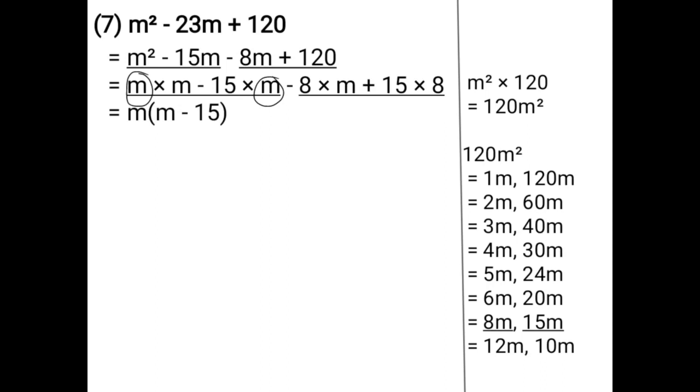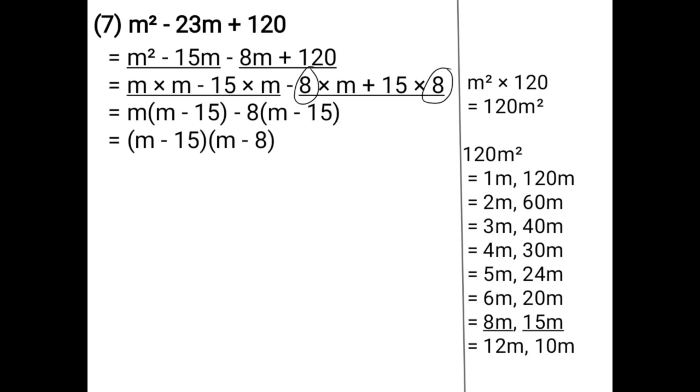Second group, which is common, circle it. 8 is common. Minus 8 you have to write outside the bracket, and which is uncommon, write it inside the bracket, that is m minus 15. Minus into plus will come minus. M minus 15 in bracket is repeating. M minus 15 you have to write only one time in next step, that is equal to m minus 15. Outside the bracket of m minus 15 is m and minus 8, that you have to write in second bracket, that is m minus 8.